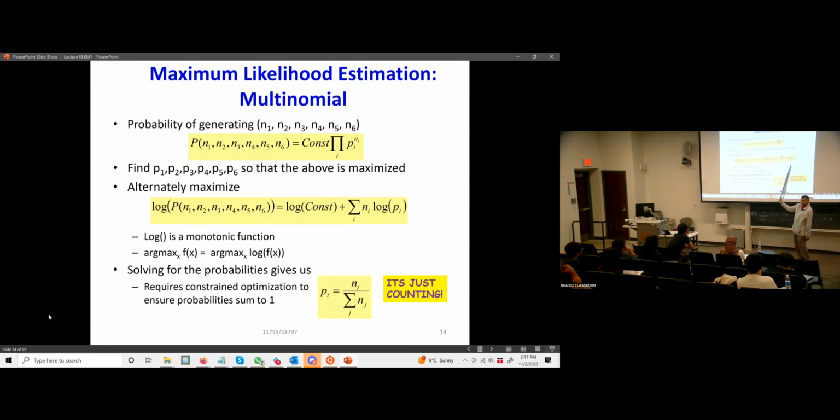How would I maximize this? Anybody? Sure. Can you speak up, please? If I take the derivative and set it to 0, will that solve the problem for me?